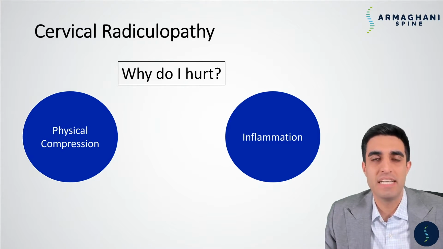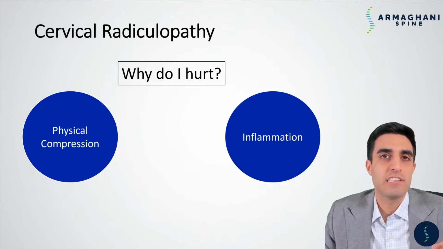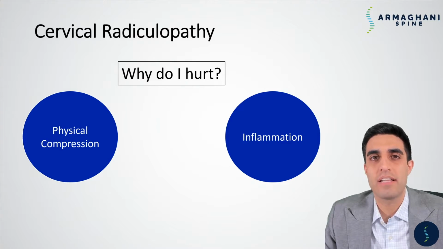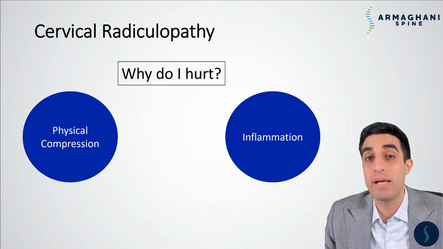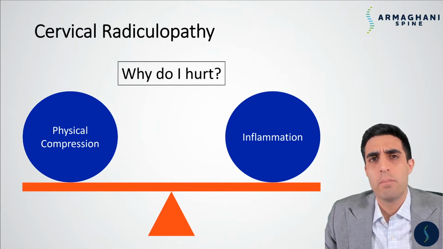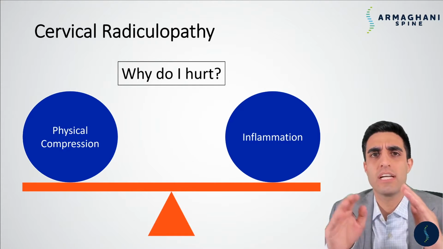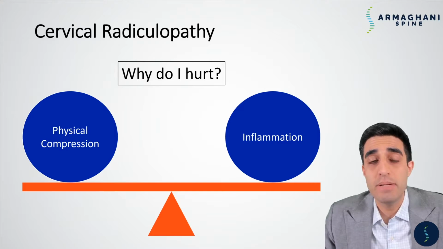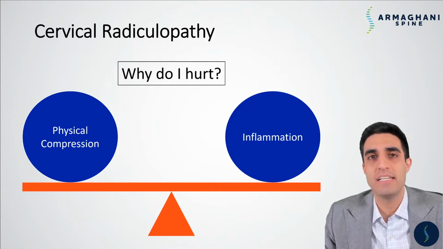Inflammation tends to happen quicker on onset. So for example, if you've had pain for only a few weeks, it is much more likely that you're going to be having pain related to inflammation as opposed to physical compression, which has been there for maybe many, many years. But what I like to think about here is there's usually a lot of interplay between physical compression and inflammation. And for each patient, the distribution of that pain is different.